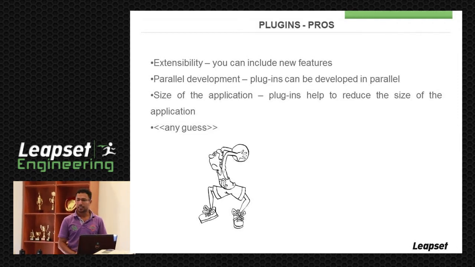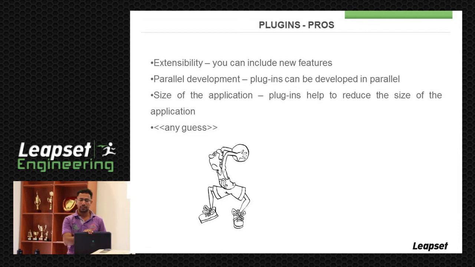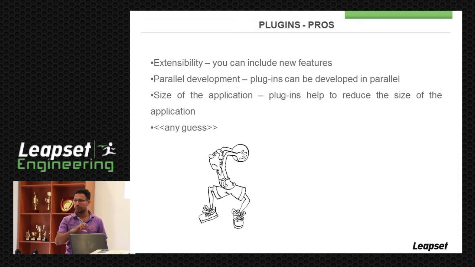Then the size of the application. Since you can use third-party plugins, you don't have to write everything in your application. You just need to copy and paste it, so your application's line count will be reduced when you use third-party plugins. And there's another nice advantage.